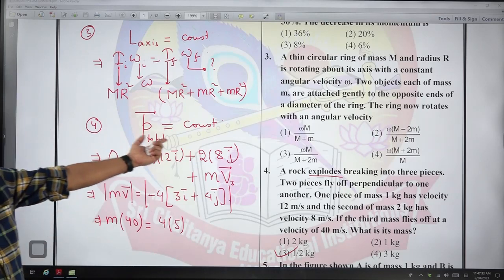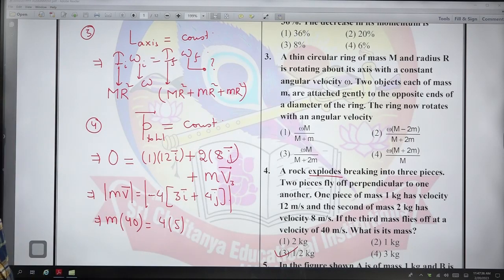So only concept is total momentum has to be constant. I hope it is clear.